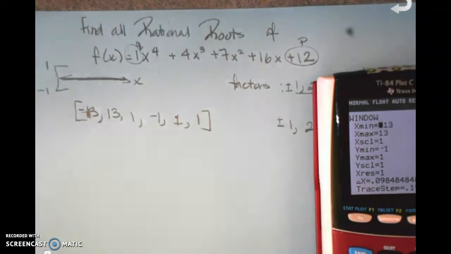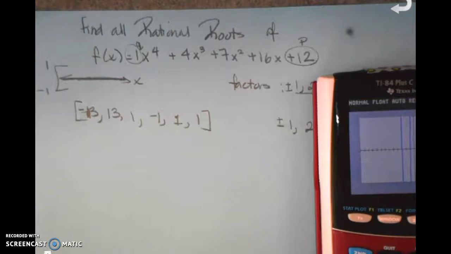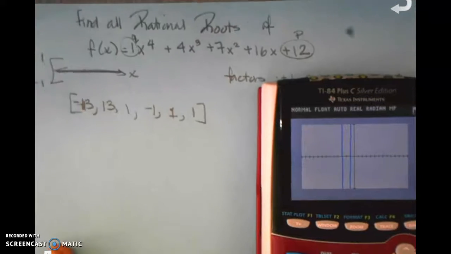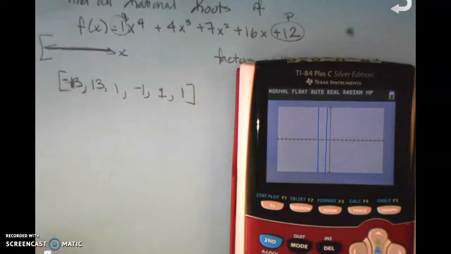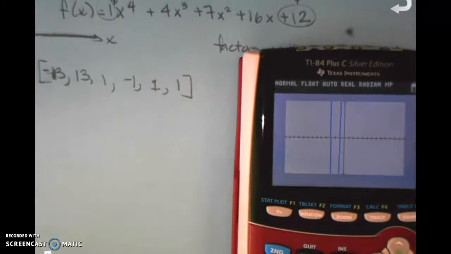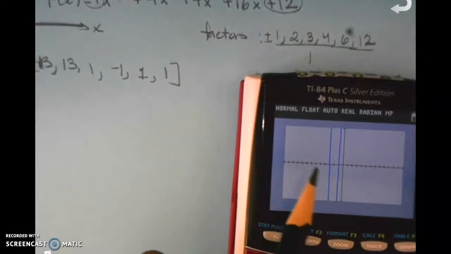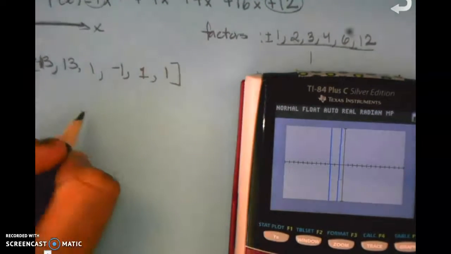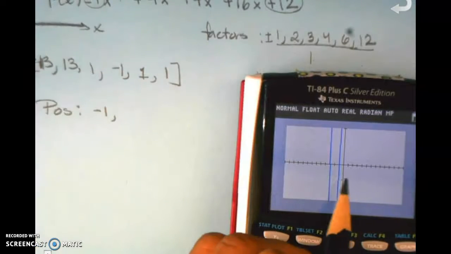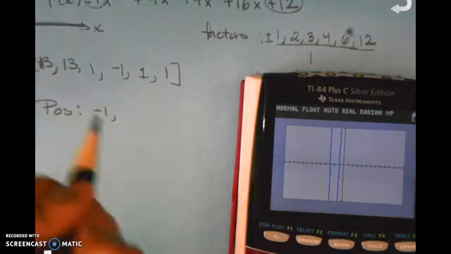Okay, once you have set your window, go ahead and hit graph. And you should get something that looks a little something like this. Might look a little bit different if you're on the Inspire, but looking at it, you should be able to see that your graph crosses 2 times, it looks like. Looking at that and comparing it to my list of possibilities, it looks like it crosses there at negative 1. So I'm going to write possible at negative 1 and at negative 1, 2, 3.